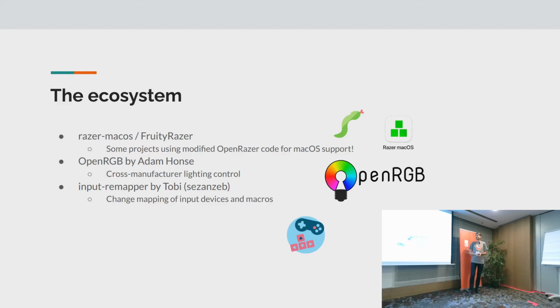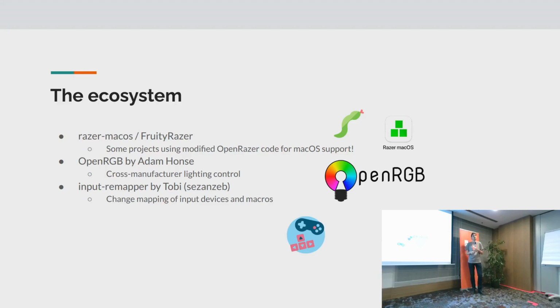So these projects jumped in and added support for macOS using our code base as a base. There's also OpenRGB, which is a cross-manufacturer lighting controller software, and this also uses OpenRazer in the background. But this project also supports a bunch of other manufacturers like Logitech, really a lot of different manufacturers.